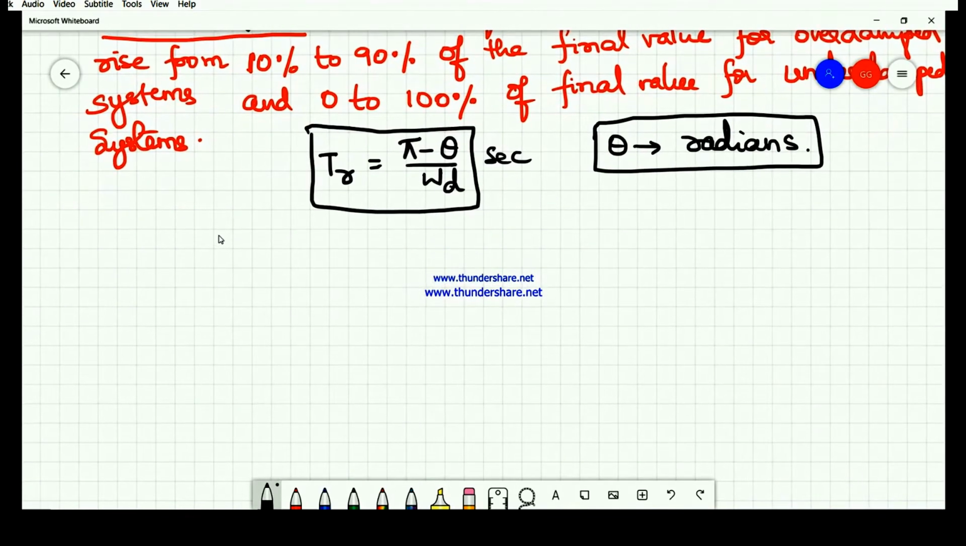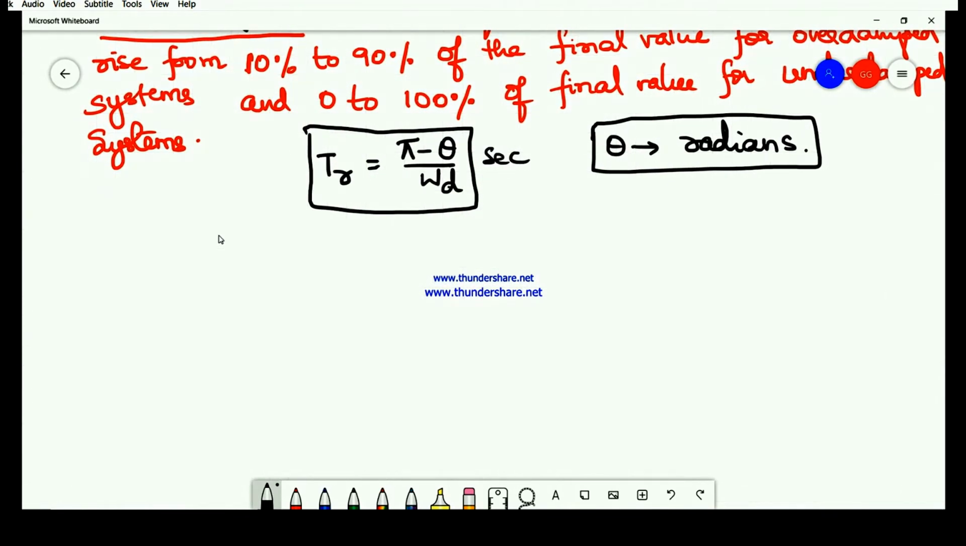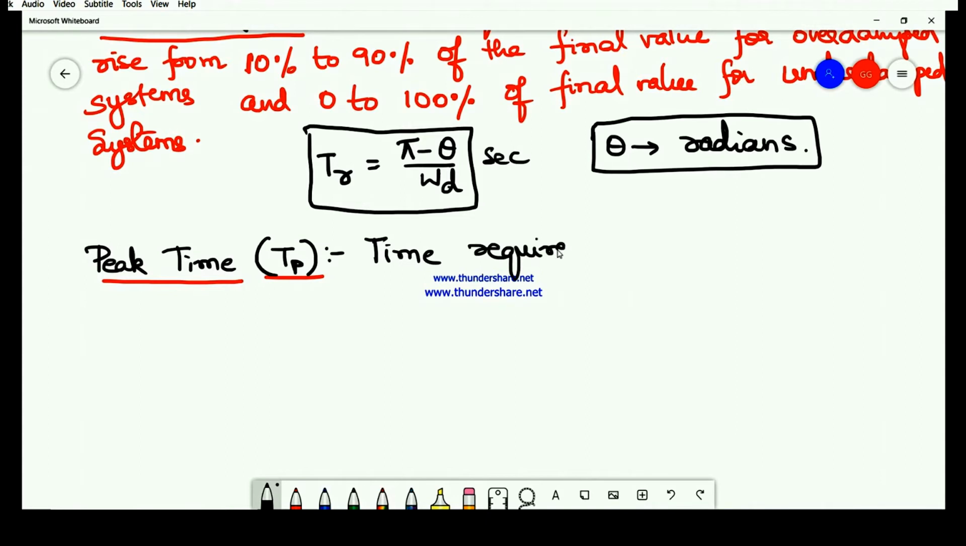Now next we will go for the next time specification, which is peak time, denoted by TP. Now let us see the definition of the peak time. This is the time required for the response.